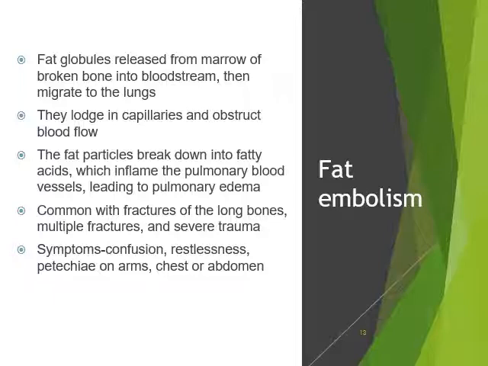Another unique symptom and sign for fat embolism is petechiae on the arms, chest, and abdomen. So you've got the shortness of breath, the confusion, the restlessness, and the petechiae, and a fracture. That will all point to a fat embolism. And remember, petechiae is like a little rash. It looks like red dots on the arms, chest, or abdomen.